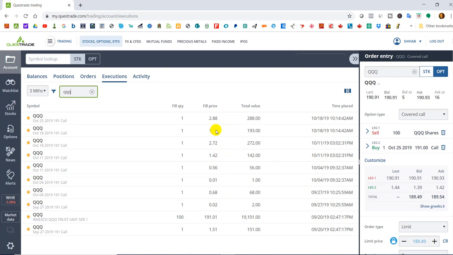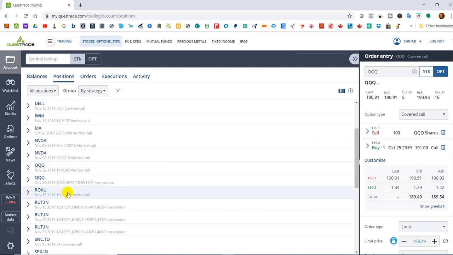And then this week, same thing, I had to buy it back and then collected $288. So I got a difference of about, I believe, $95. So I collected $95 this time. Now, hopefully this week I can collect more depending on where the QQQ is trading. I wanted it to trade below 191, but not too far from 191. So yeah, that's all for my trades this week.